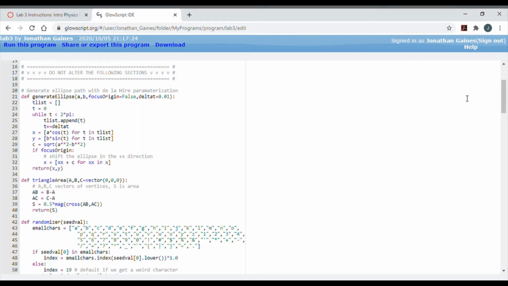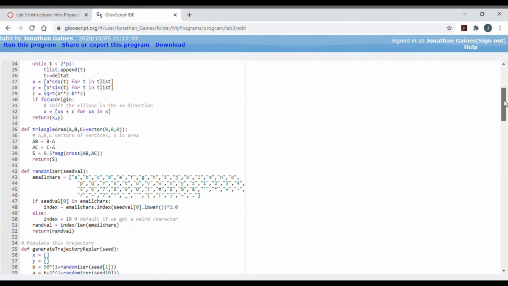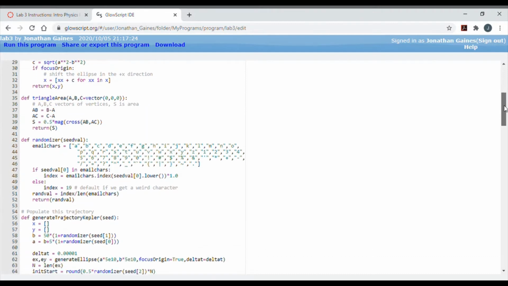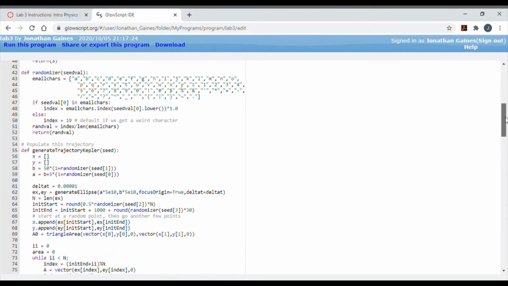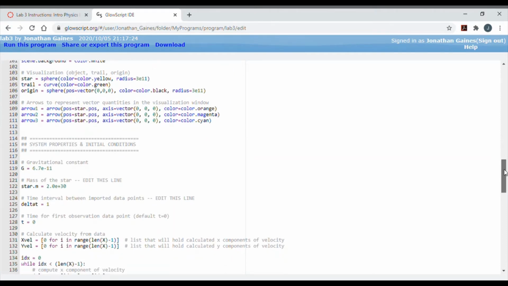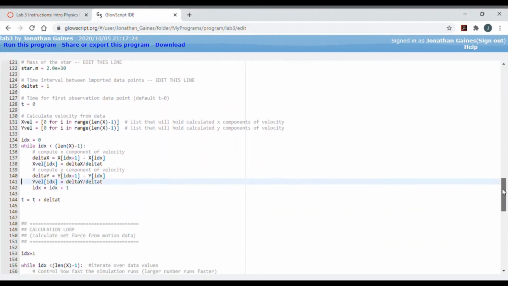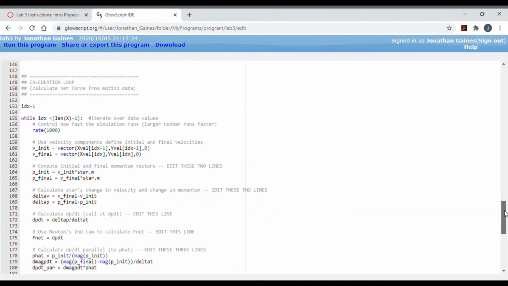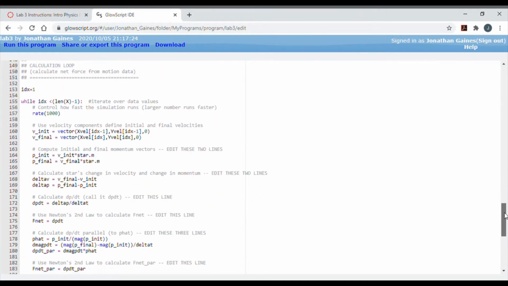Here's the Python code I used for this lab. At the top is a random seed generator, which gives me a seed for my position versus time of the star going around the black hole. Down here I inputted the gravitational constant, the mass of the star, and the time step in days. Right here is the while loop used to calculate the forces.